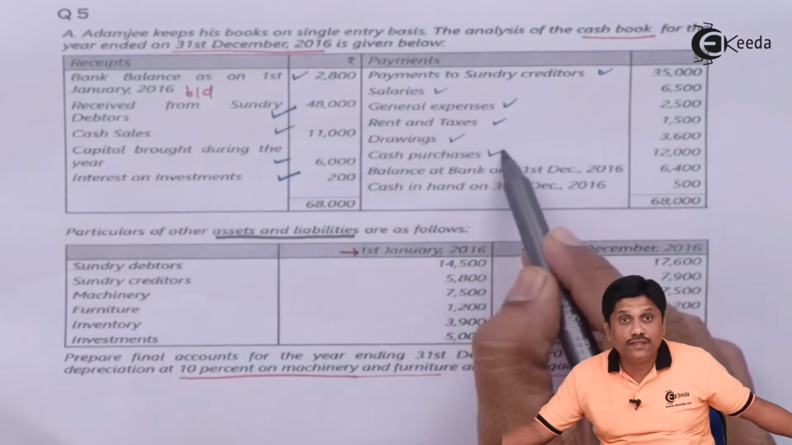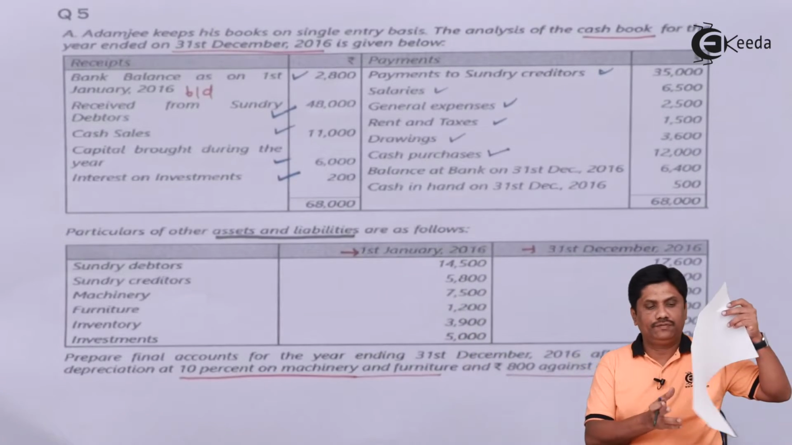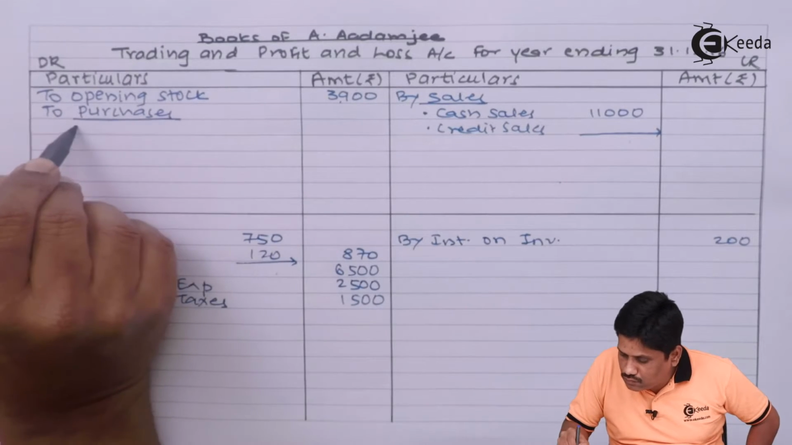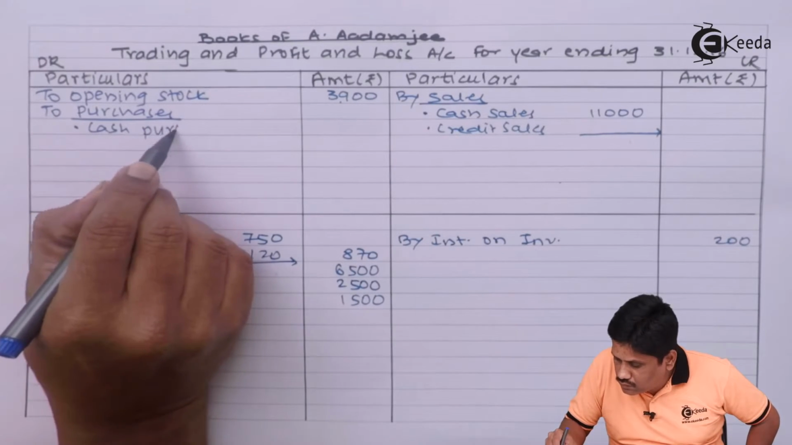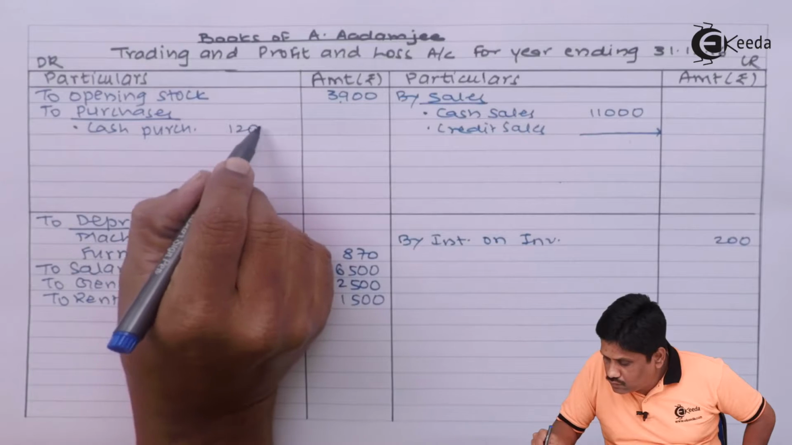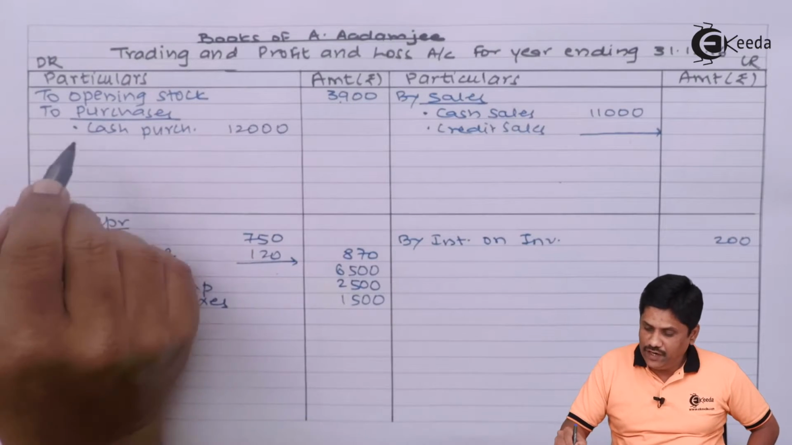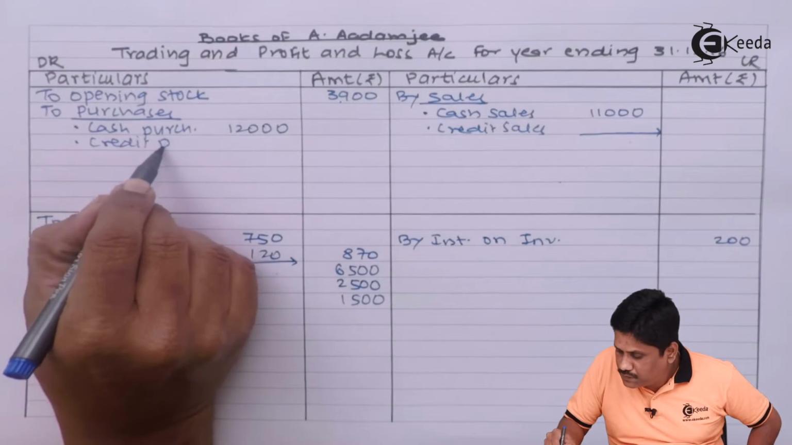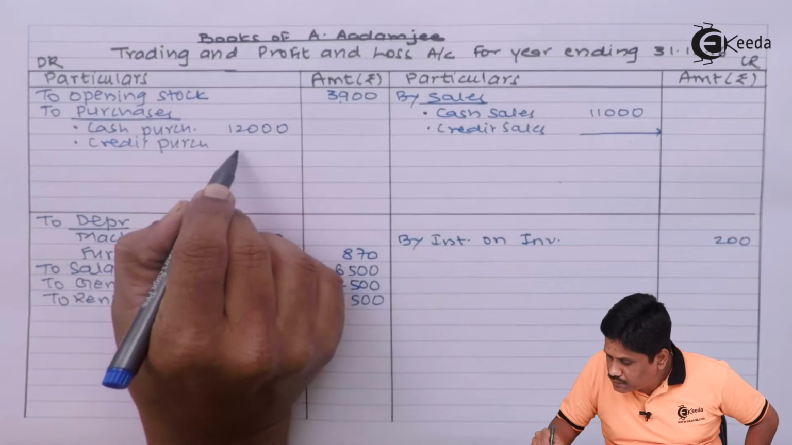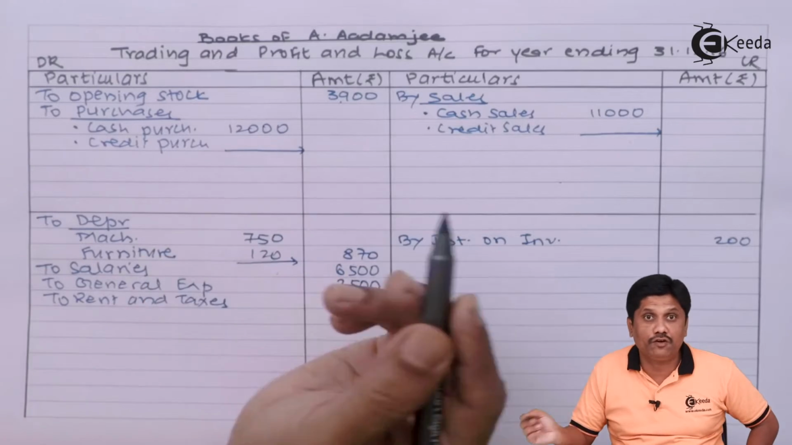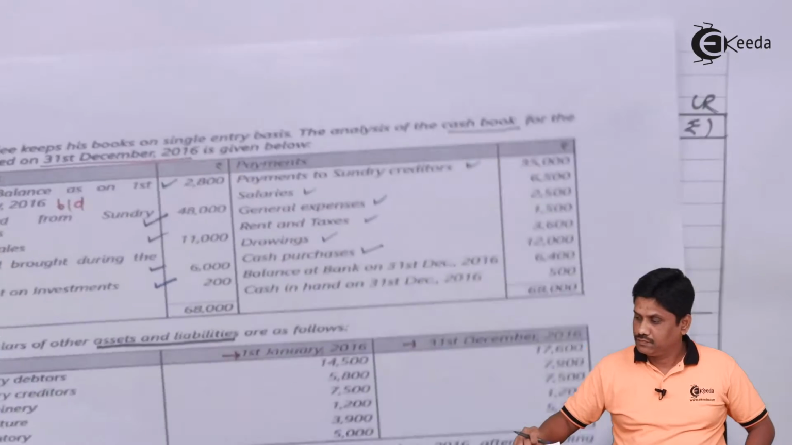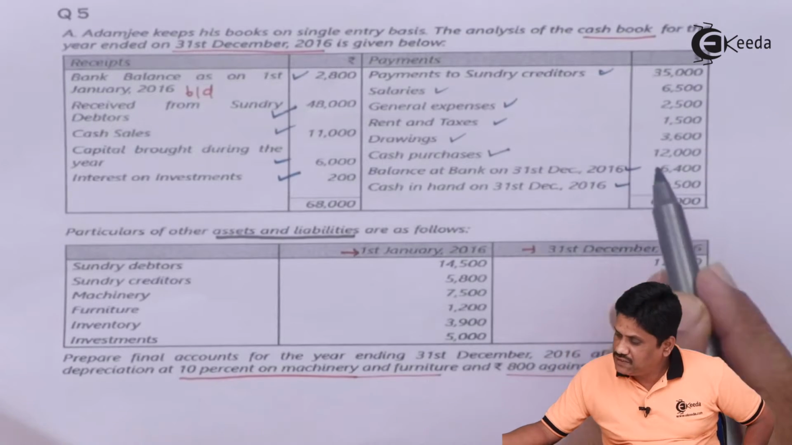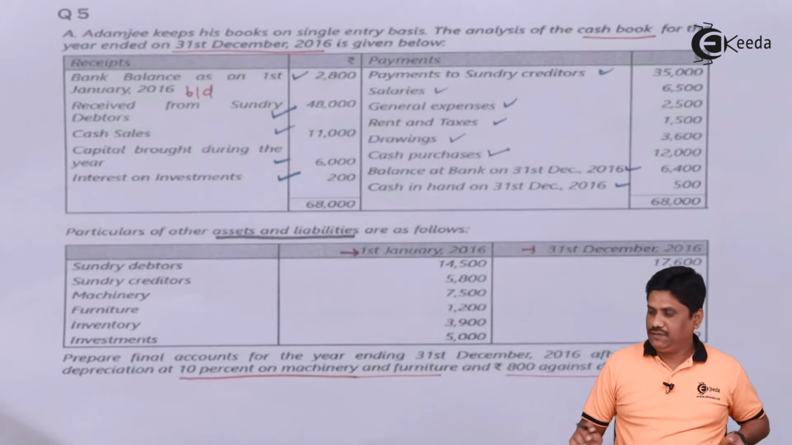Cash purchases 12,000. It will be debited to trading account. We have a creditors account, that means there has to be some credit purchases that we will write later on. And total purchases I will record on the outer column. Next they gave you closing balance of bank and closing balance of cash. These will be recorded as asset in current year.